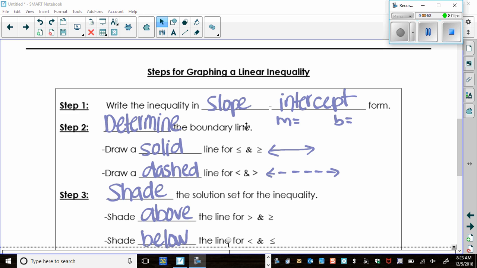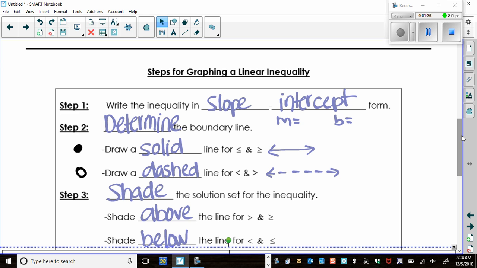If you have a less than or equal to, or greater than or equal to symbol, you want to draw a solid line. For less than and greater than, you want to use a dashed line. This is kind of like the same idea when you had closed circles or solid circles and open circles when we were graphing just regular inequalities, but now we're actually going to be graphing them, so this is super important. The last step, or the third step, is to shade the solution set for the inequality.